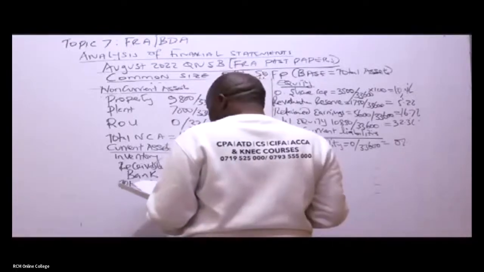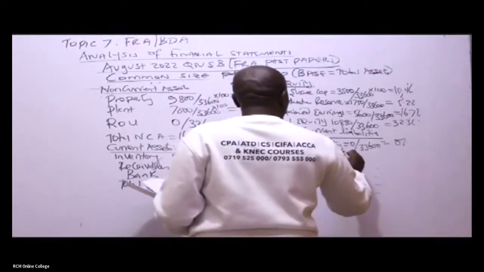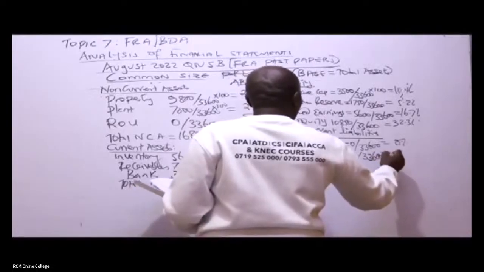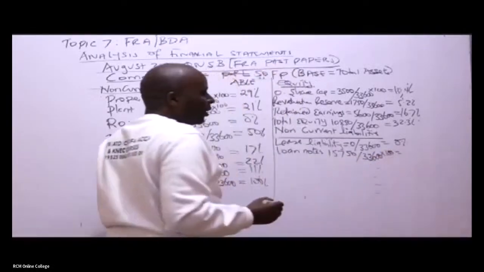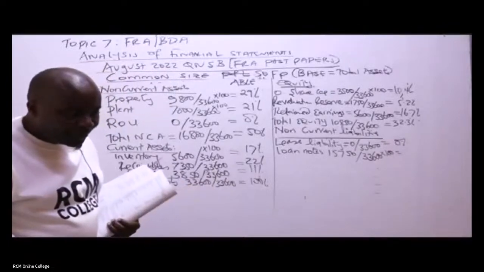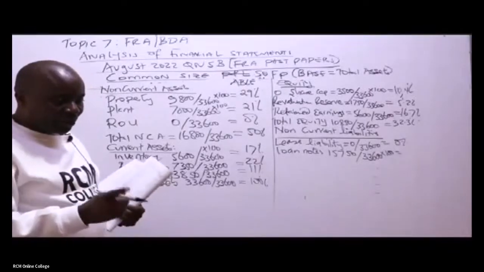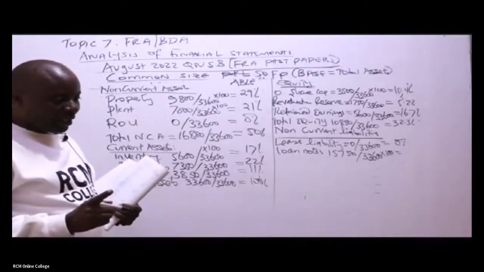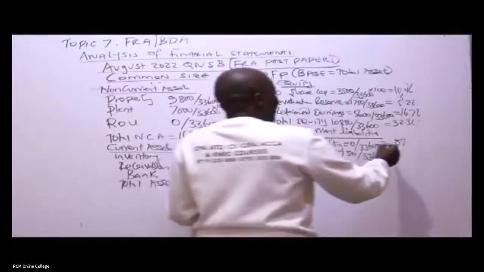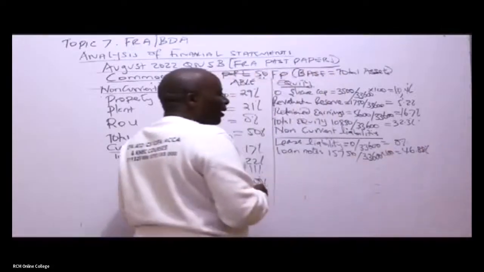Loan notes: I can see 15,750 divided by 33,600. Of course, don't forget always 100. So for loan notes, what are we getting there? Yeah, they are giving us a very good question there. Lillian is saying that this loan notes is 46.88 or 0.9. It doesn't matter.